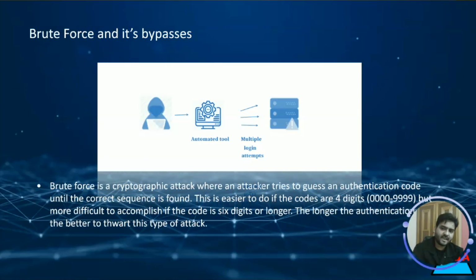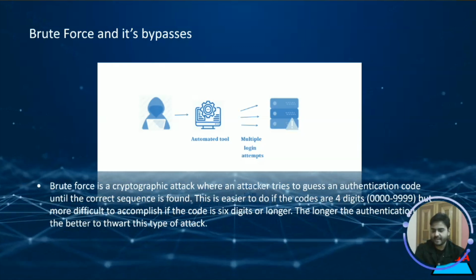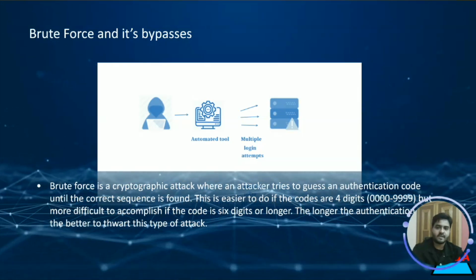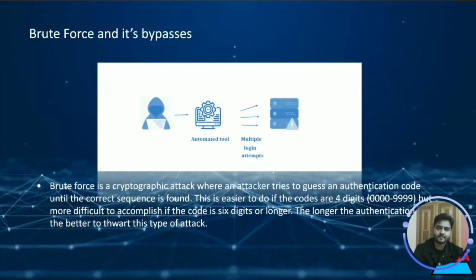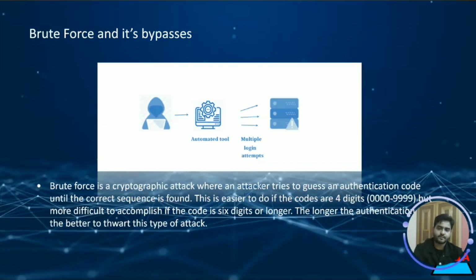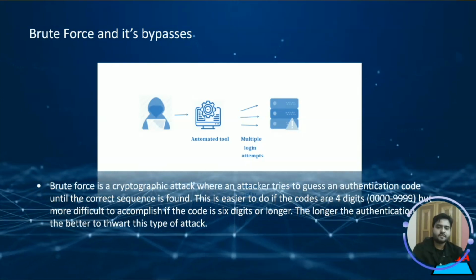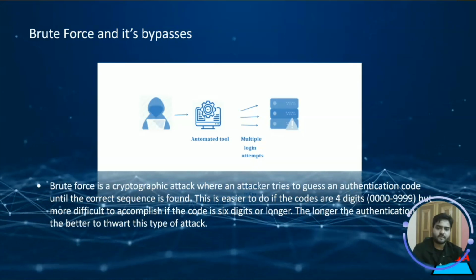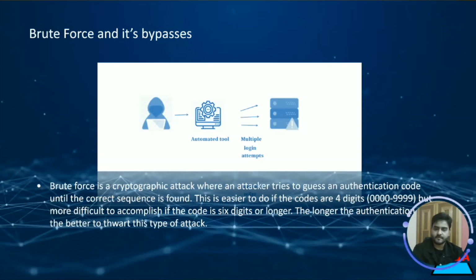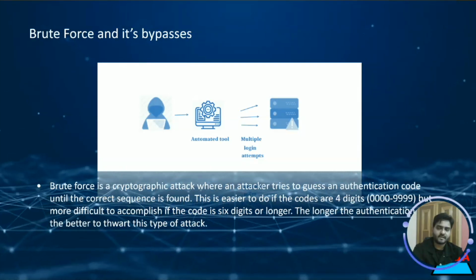The first attack vector is called brute force. Brute force attack, as you all know, is a type of guessing game where the attacker tries to guess the correct passcode or the correct sequence. It is easier to do if the codes are 4-digit, but it is more difficult to accomplish if the code is 6 digits or longer. The longer the authentication, the better it thwarts this type of attack, basically.